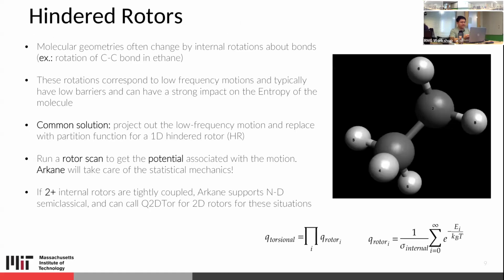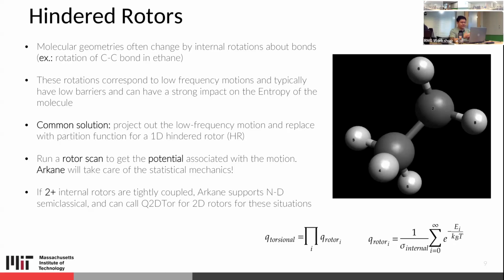So to address that, we sometimes include information from the rotors. An example is shown here. Molecular geometry is often changed by internal rotations around bonds, for example, rotation of the CC bond in ethane shown to the right. These rotations, as I mentioned before, typically have low barriers. And so neglecting that as part of the partition function can have a strong impact on your entropy and therefore your thermochemistry.